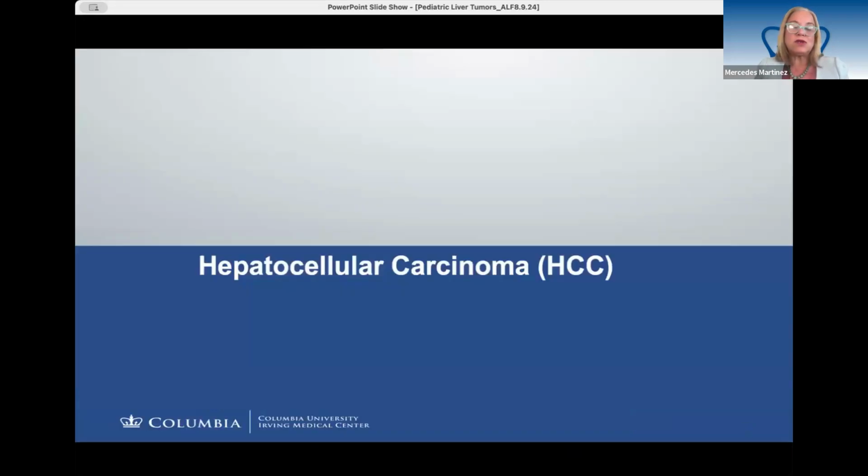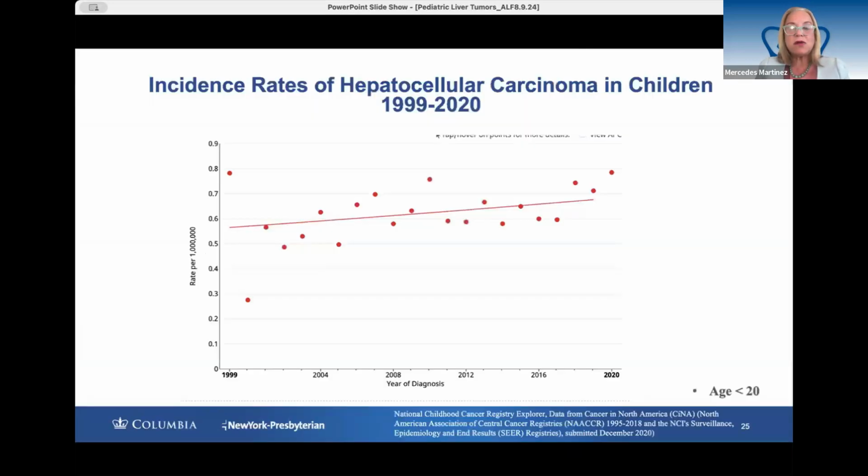Let's move now to hepatocellular carcinoma. This is the leading cause of liver tumor in adults. It's the 5th cause of cancers in adults, and the 3rd leading cause of mortality for cancers worldwide. When you think about these numbers, wow, there are very high numbers of hepatocellular carcinoma. But the reality in pediatric patients is different. This is a rare condition in pediatric patients and, as you can see here, has been more or less stable over the last 30 years, with less than 1 incidence per million.